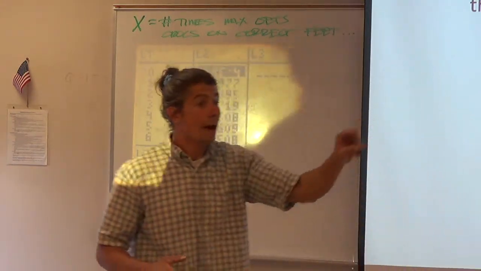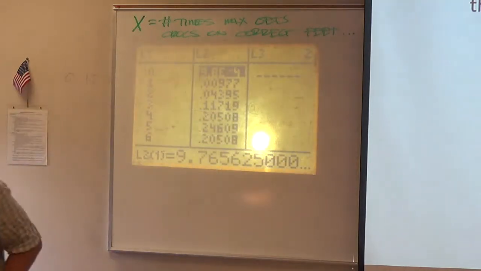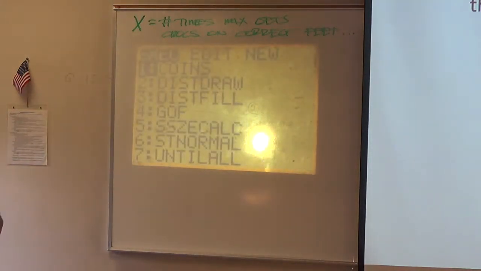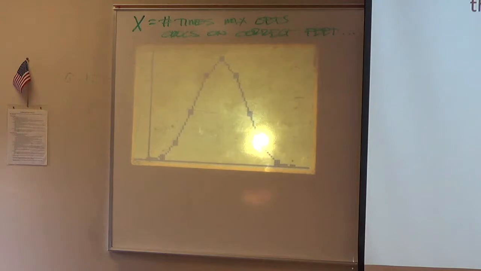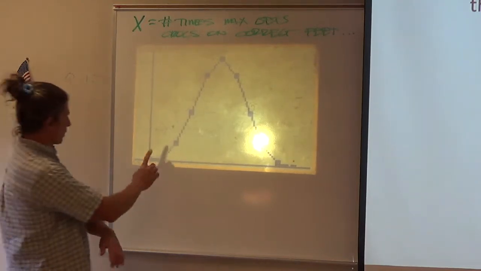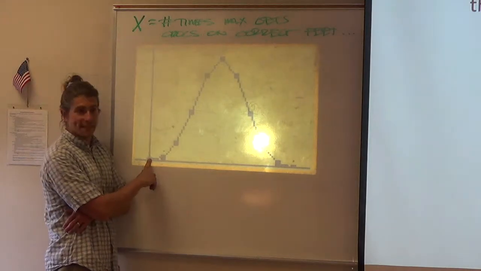But this, everybody do this real quick. Press program and go to dist draw. I think we messed around with this a little bit in class on Thursday. Go to dist draw and just press enter and then hit enter again to make it run. That's the graph of Max guessing. Here's the chance he never gets it right out of 10.